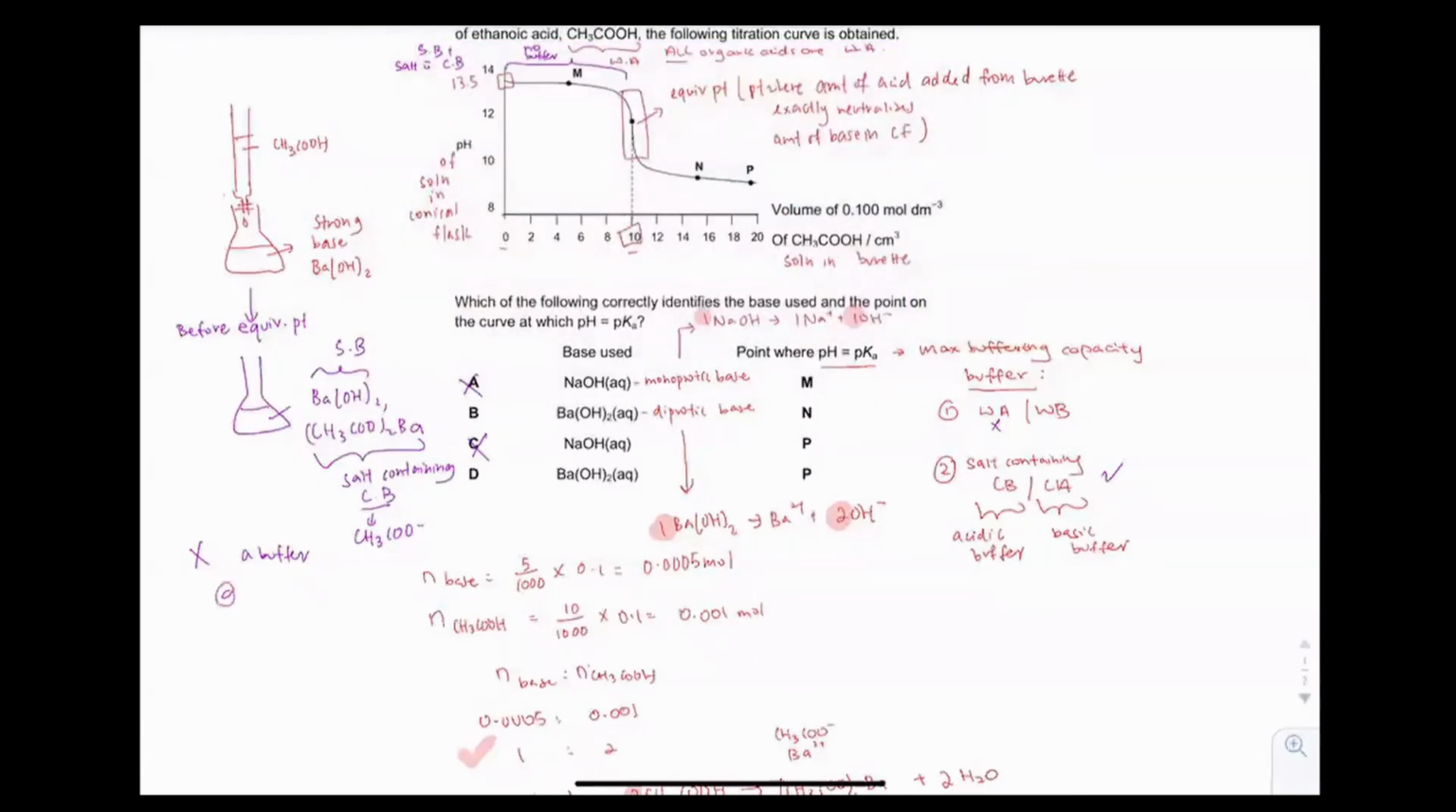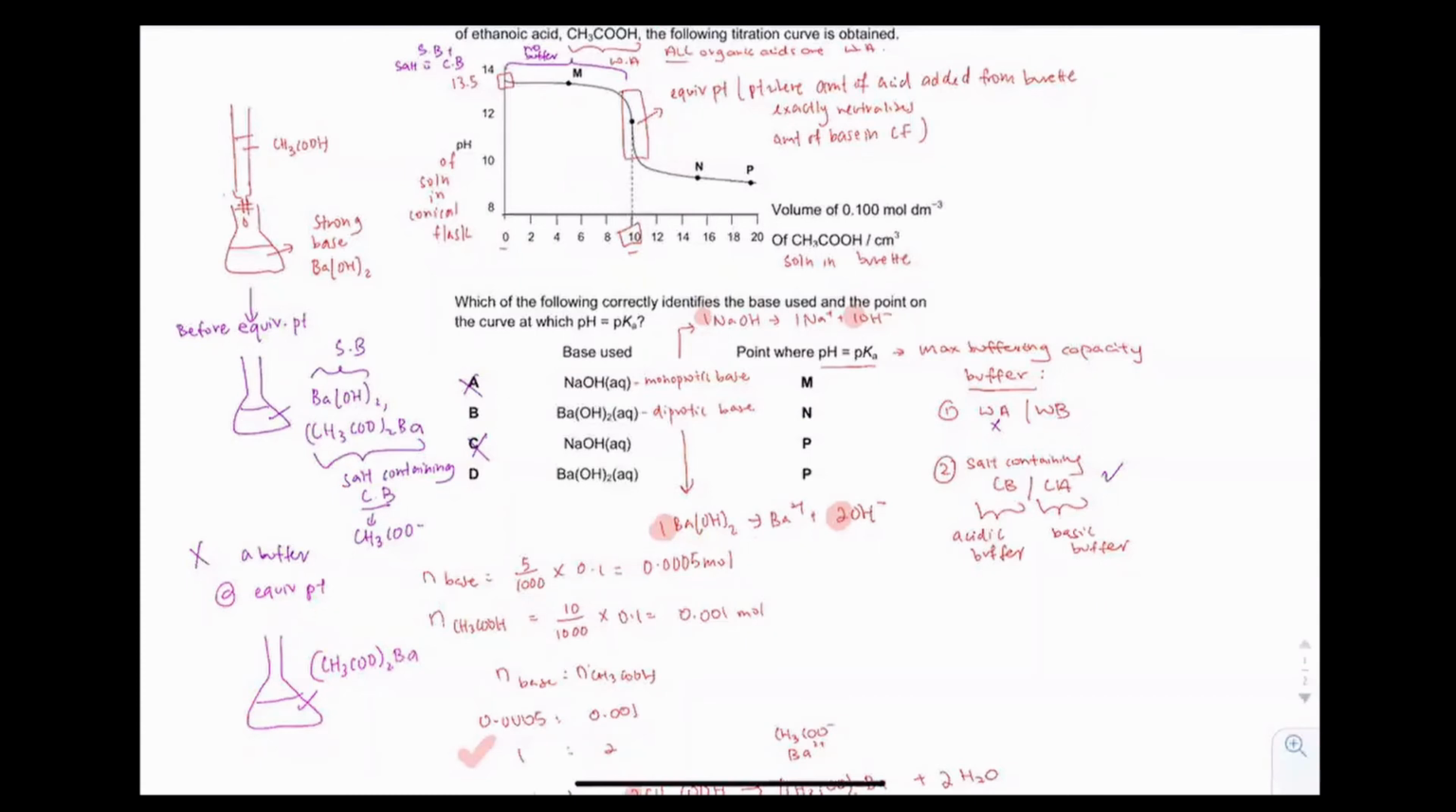So now at the equivalence point. So at the equivalence point, like we said, the equivalence point is the point where the amount of acid added exactly neutralizes the amount of base. So therefore, in this solution, I'll have no acid and no base because they exactly neutralize each other. I will only have this salt.